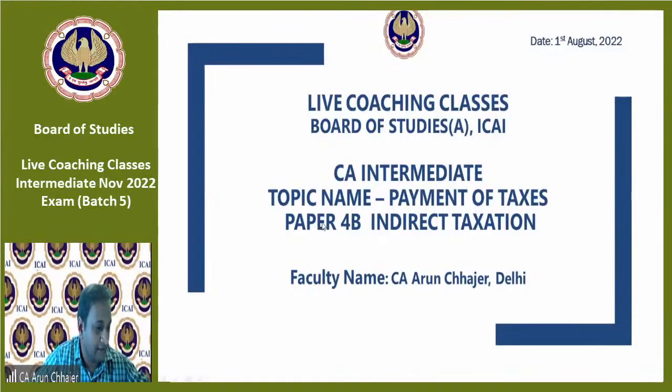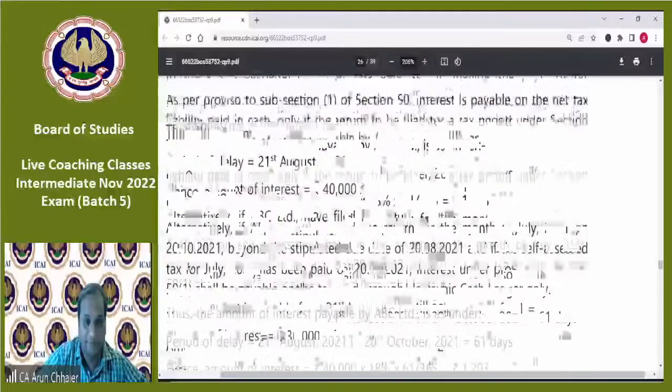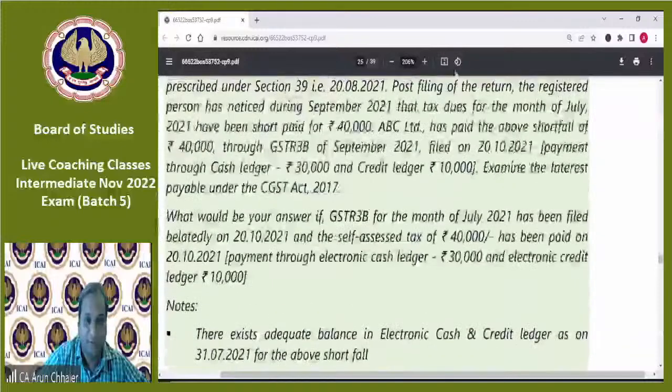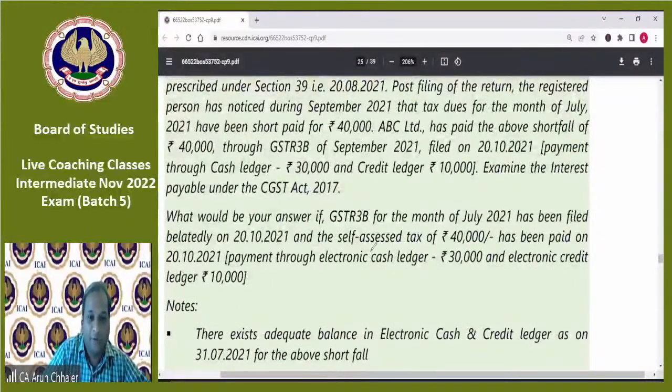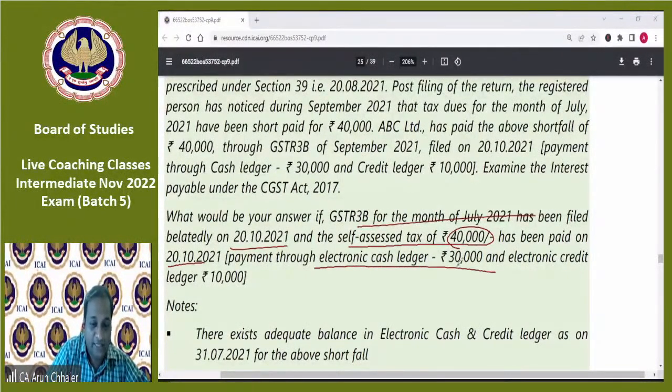Akash, how to know that 30,000 is the net amount, sir? It is clearly given in the question of Bharat. He is saying self-tax liability 40,000. He is saying self-tax. It is clear in the question itself. Otherwise, how can I come to know, sir? It is saying, what would be your answer if 3B of July has been filed belatedly on 20th and the self-assessed tax of 40,000 has been paid on 20th. Payment through cash is 30 and payment through credit is 10. So by this, I came to know that 30,000 is the net amount which is being debited or paid in cash.